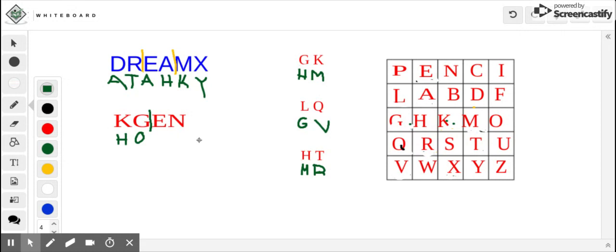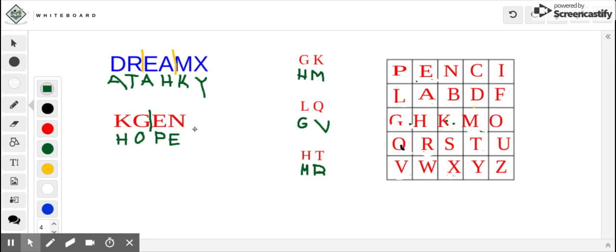Now we're moving on to E and N. So E and N are also in the same row. And so we're going to move one to the left again. So E is going to become P, and N is going to become E. So you can see they have sent hope.